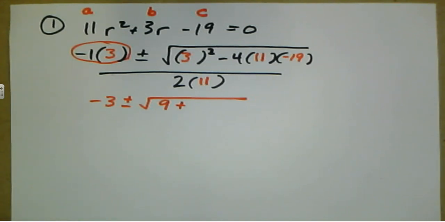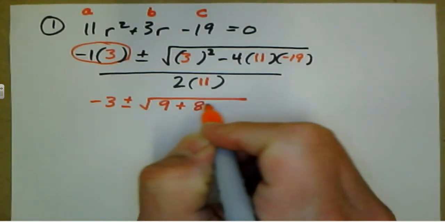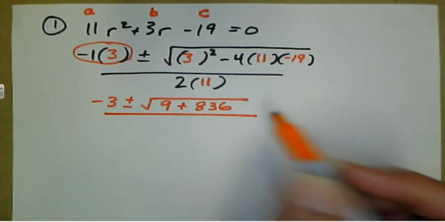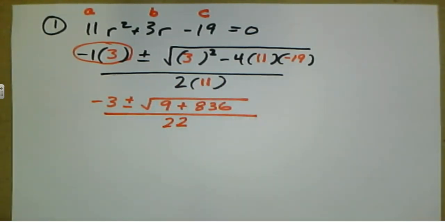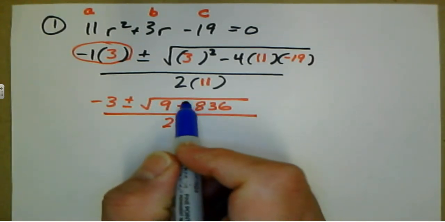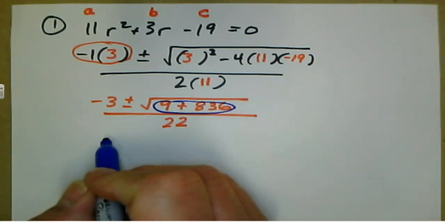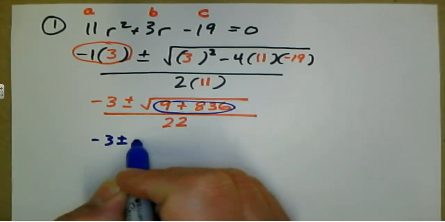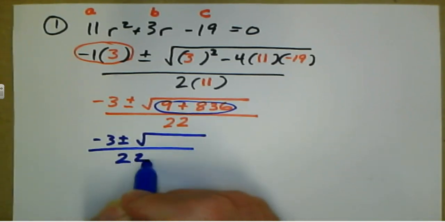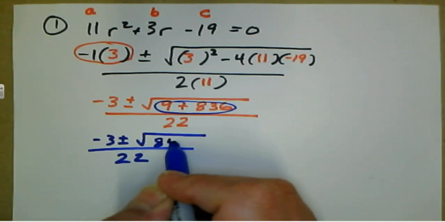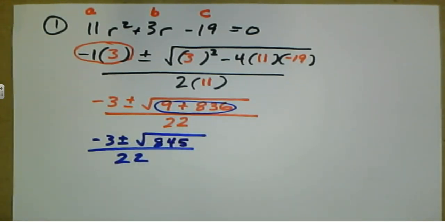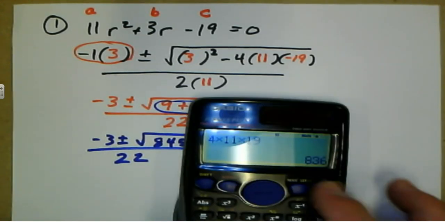Chavez. 4 times 11 times 19 equals 836. And 2 times 11 is 22. All right, adding 9. Well, the only thing we can do is the inside, so we're adding 9 to 836. So negative 3 plus or minus the square root, all divided by 22. 9 plus 836 is 845.